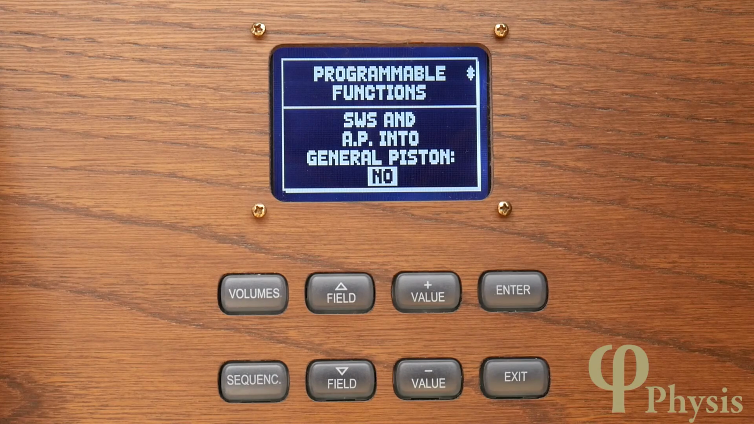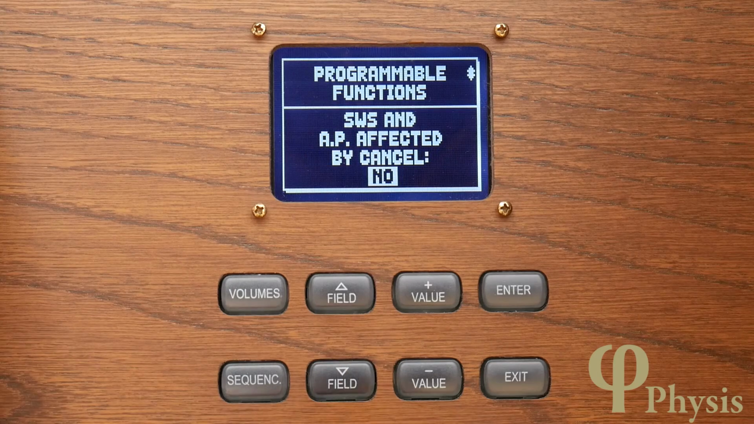You can determine whether the SWS and AP piston states are saved with general combinations from the Programmable Functions menu. If I select yes for this, it means if you have one of these pistons turned on when you set a general, it will be saved on that general level and will come back when you recall it. Similarly, going to the next programmable function, I can choose whether the cancel piston also cancels SWS and AP states. So if I turn it on, it means that when I press cancel, it will knock out SWS or AP if they're turned on.